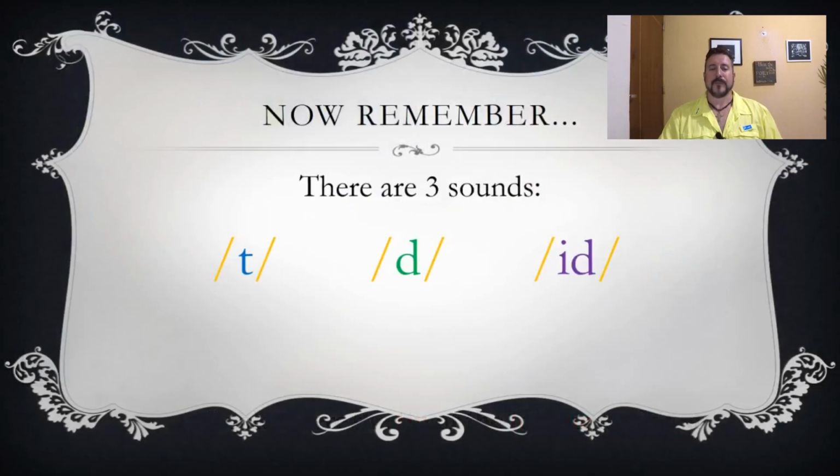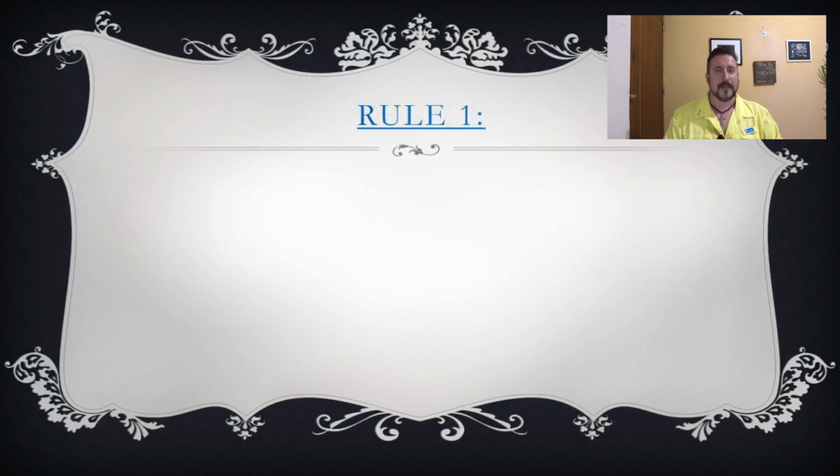Now, remember, there are 3 sounds, the t, d, and id. So this lesson I have here, I've broken it down into 3 specific rules. It's going to have 1 rule for 1 sound. All right? Each sound is going to have their own rule. So let's begin with rule number 1, the t.